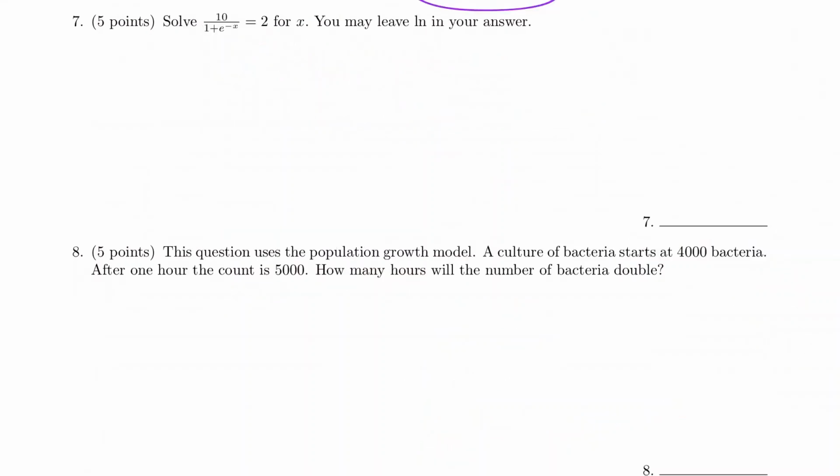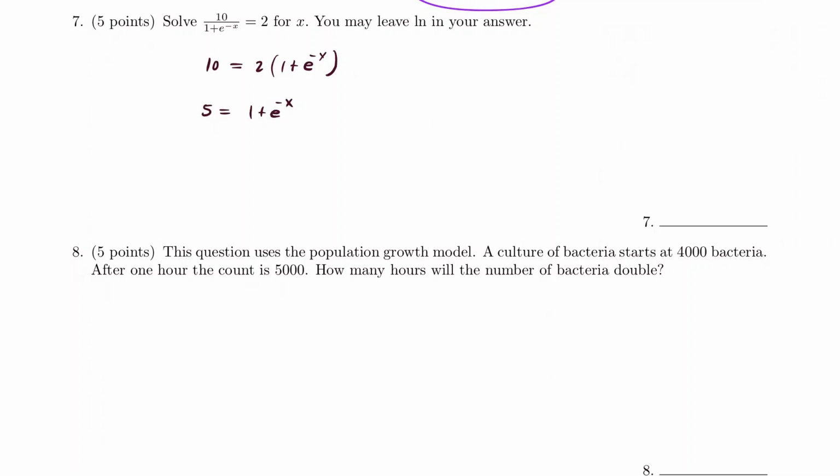For number 7, we're going to be solving another equation. This is an exponential equation. So we're going to go ahead and multiply both sides by 1 plus e to the negative x. On the left-hand side, you have 10. On the right-hand side, you have 2 times 1 plus e to the negative x. Now divide both sides by 2, so you'll have 5 is equal to 1 plus e to the negative x.